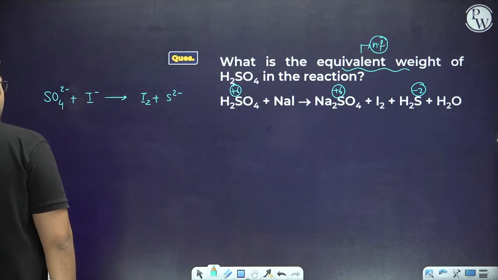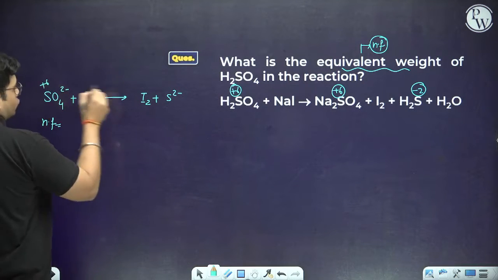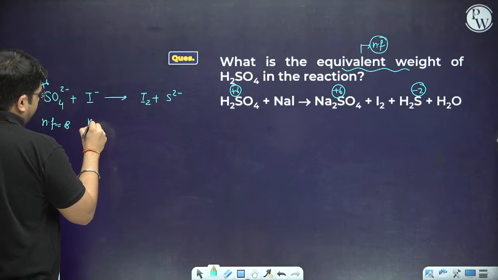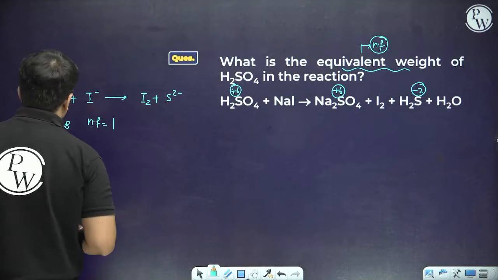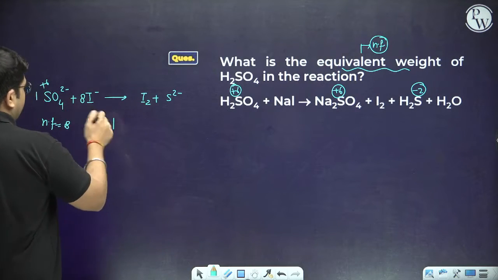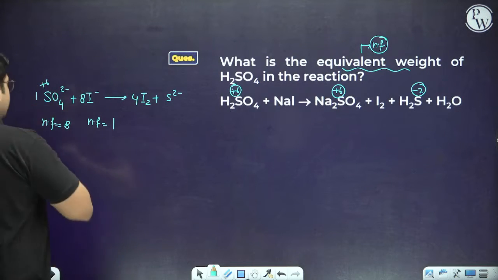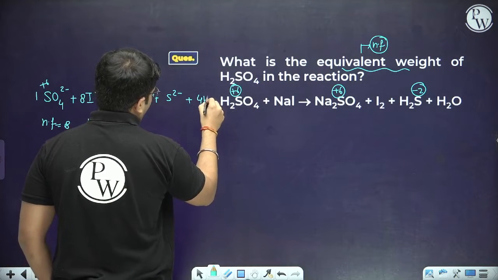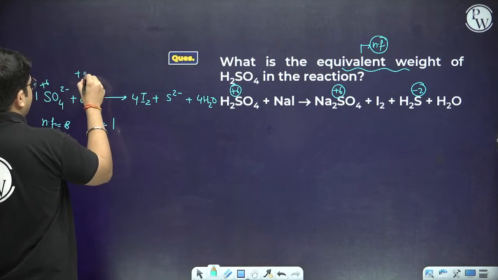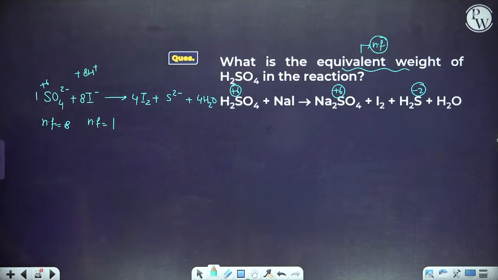So if you calculate this case, n factor will be plus 6 to minus 2, changes of 8, and n factor in this case will be minus 1. So you can cross multiply here with 8 with 1. So 1 here, 8I, so 4I2 will be there. And acidic medium reaction, so oxygen rich side is this 4, so you can add 4H2O here. It means plus 8H positive here. So everything is balanced in this entire equation.